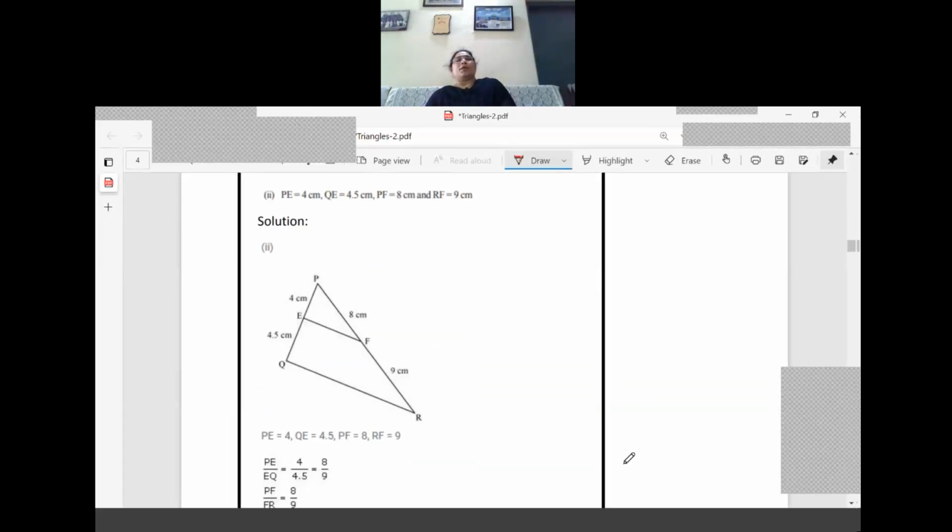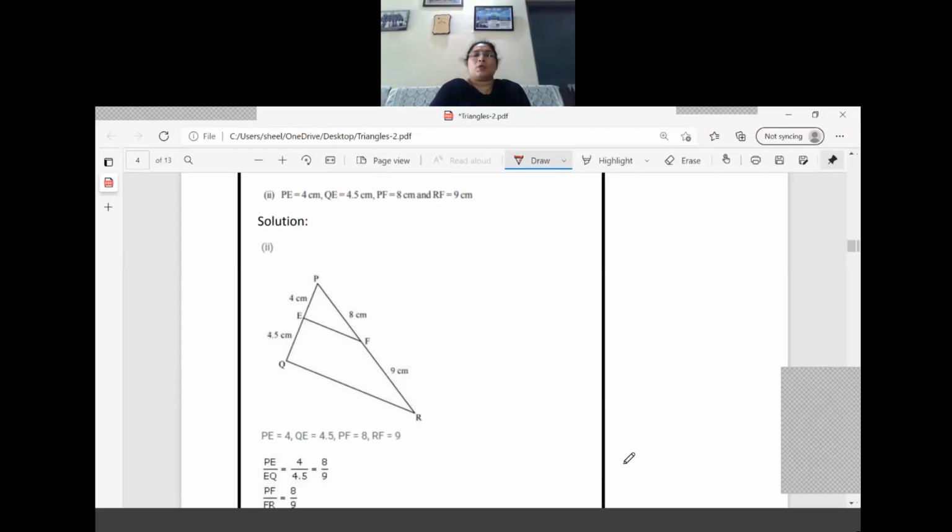Second question, PE equal to 4 centimeter, QE equal to 4.5 centimeter, PF equal to 8, RF equal to 9 centimeter. If you check the diagram, it is marked with a 4, 4.5 and 8 and 9. What is the next step? Each side ratio we should check. What is the first ratio? PE by EQ. What is the answer we are getting?